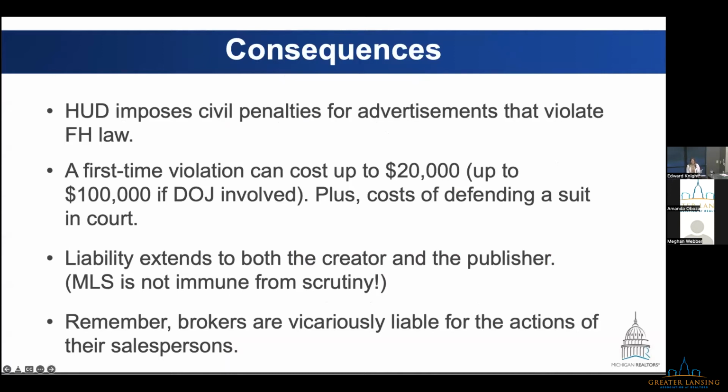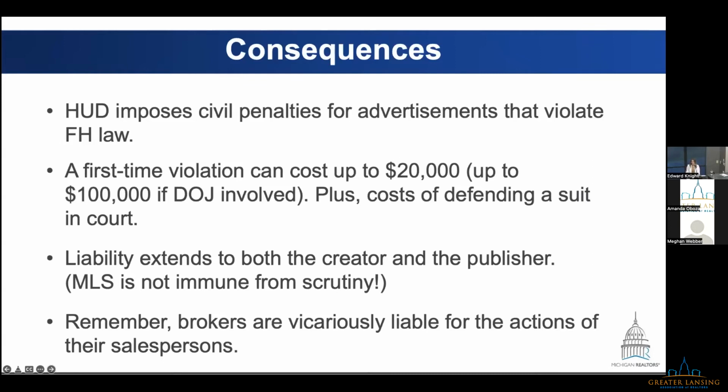We also have these HUD penalties, and HUD imposes civil fines for advertisements that violate fair housing law. And these penalties can be really hefty. A first-time violation can cost up to $20,000 in fines. If the Department of Justice gets involved, which they usually do, if it turns out being really nasty or something that gains a lot of national attention, that HUD fine can climb up to $100,000. So we're not talking about chump change here. This is big financial consequences, and those fines are steep. They're really harsh and they're really impactful.